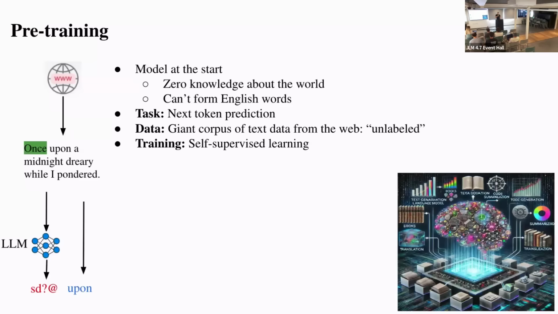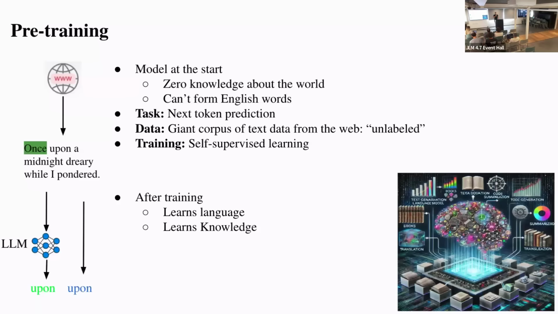So here you can see an example of a sentence from the web: once upon a midnight dreary while I pondered. The goal of the model is to predict the next token after once. You can see that in the beginning, the model predicts something which is meaningless. But after training, the model correctly predicts the next token, which is upon. So after training, the model learns language, and it learns a huge amount of knowledge from the web.